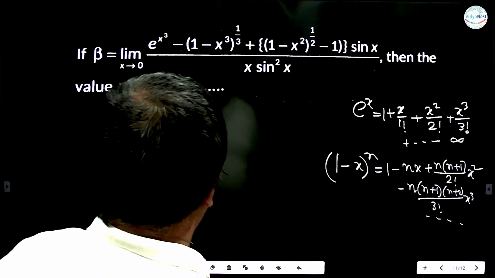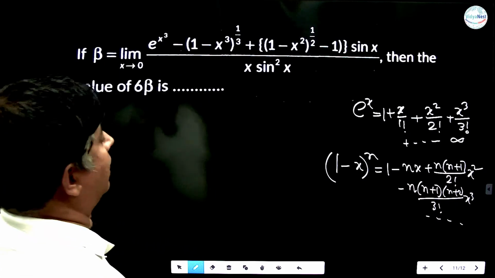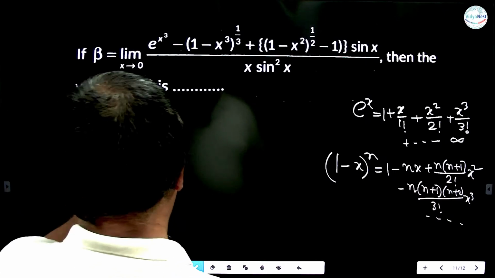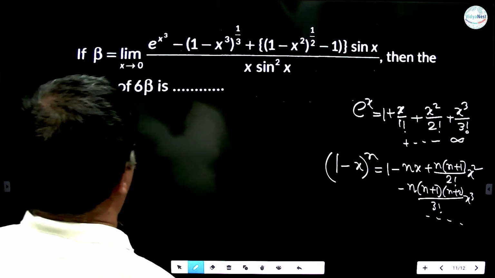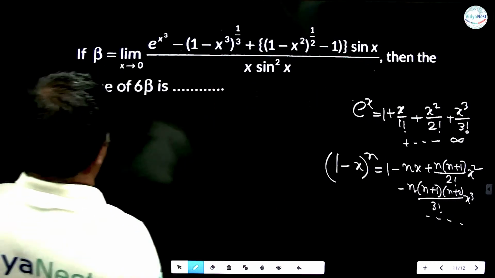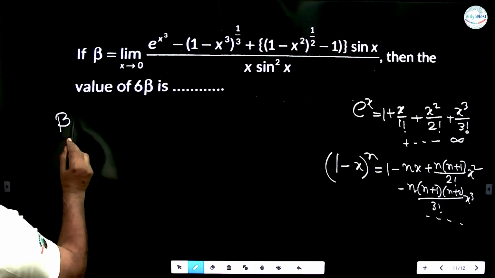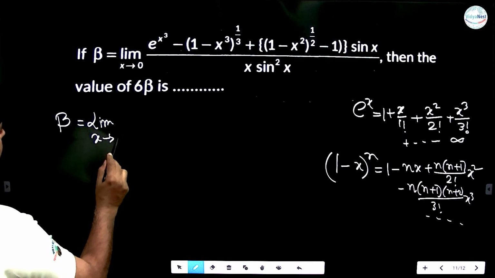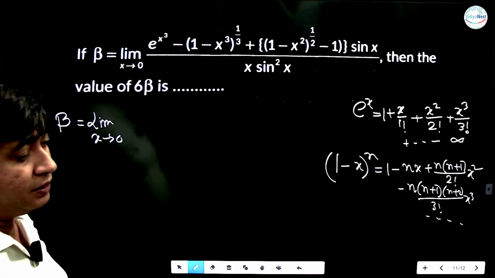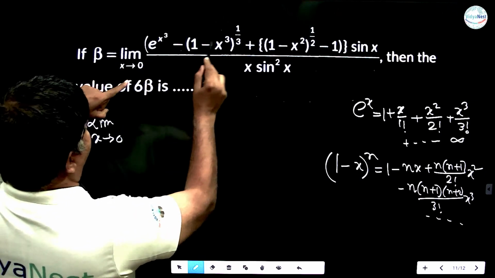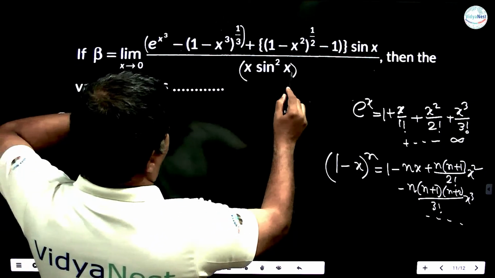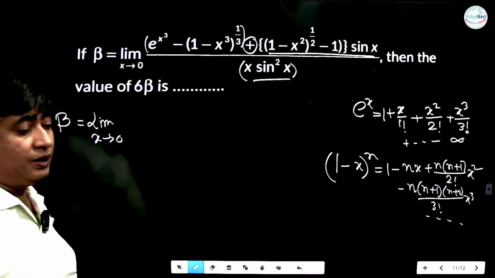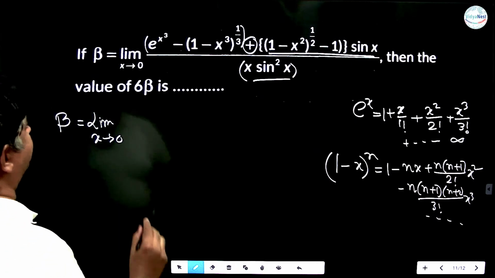Okay. Now, how to handle this? First of all, we will split the limit into 2 parts. Beta is equal to limit x tends to 0. How to split this part? This part by this and this part by this. So with this plus sign, we can split the limit into two parts.